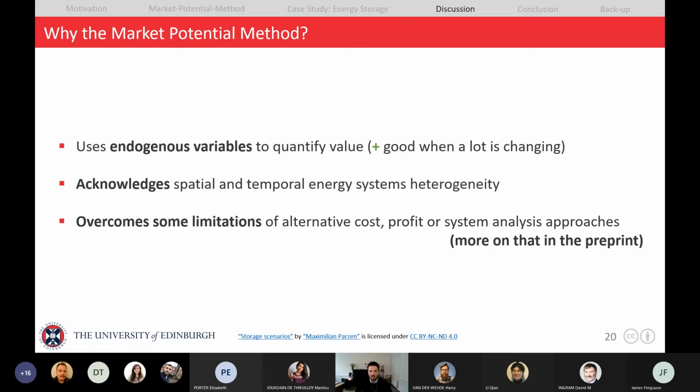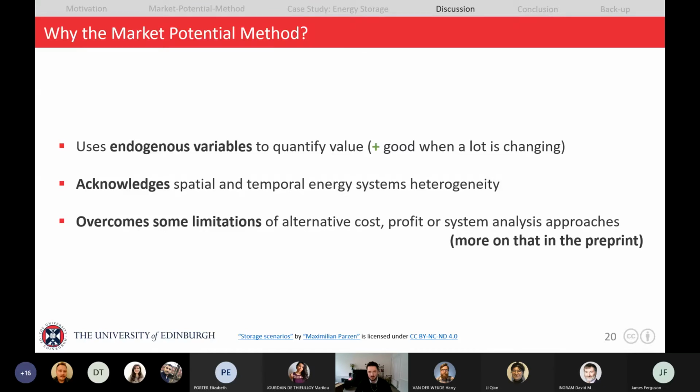Yeah, and why the market potential is maybe a useful approach: we use endogenous variables to quantify the value. That's good when a lot is changing, and in the future maybe we have sector coupling or other impacts, which we can also show in energy system models, and we can account for these changes. Because we're building a digital twin, we can also account for the spatial temporal differences in the energy system. And this technique also overcomes some limitations of alternative approaches like the cost profit or some other system analysis approaches at Imperial College.